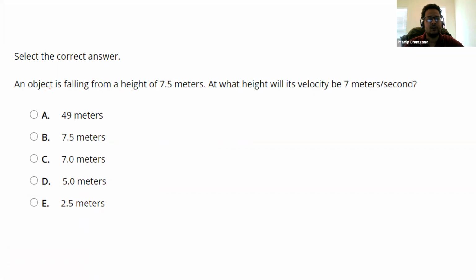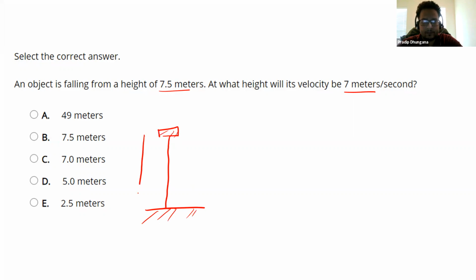The question is, an object is falling from a height of 7.5 meters. At what height will its velocity be 7 meters per second? Let me draw the diagram here. Let us suppose this is the ground, and we have an object in the beginning at 7.5 meters. Then we have to calculate the height from the ground at which the velocity of the object is 7 meters per second. So that is the question.